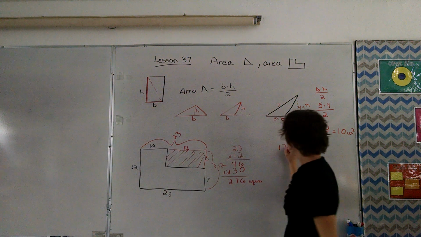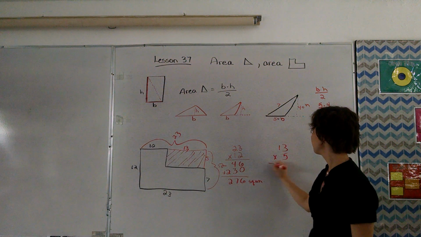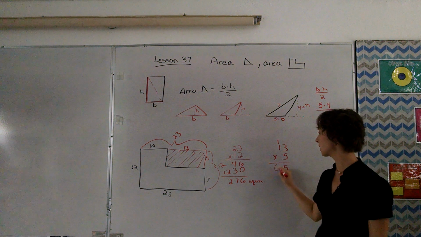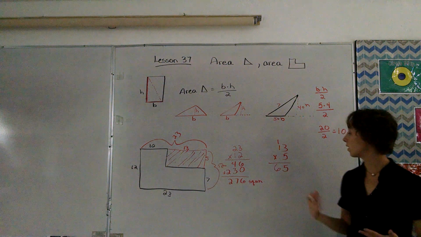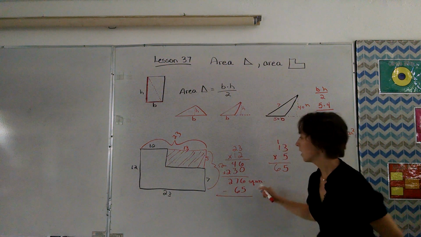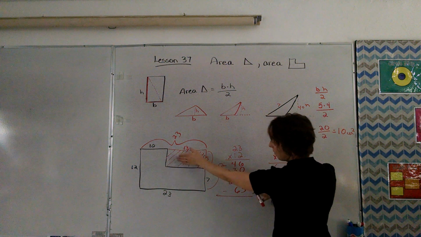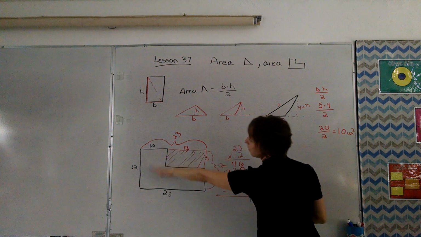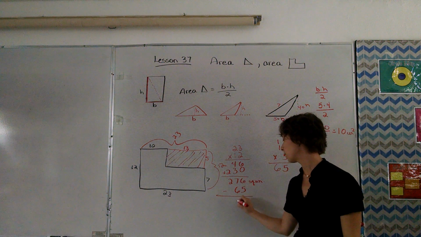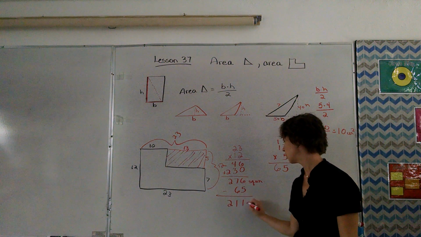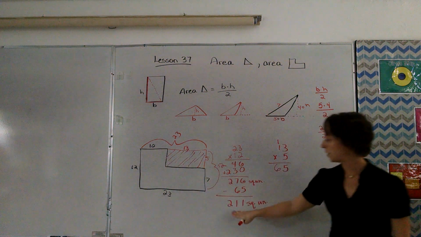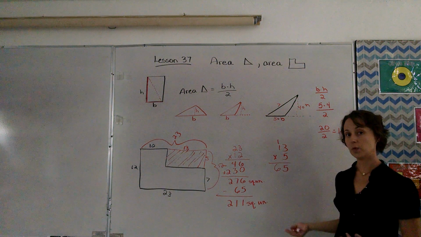Let's do that. 13 times 5, 5 times 3 is 15, 5 times 1 is 5, this one is 6. The area of the smaller rectangle would be 65. Now let's subtract. The area of the whole thing minus the area of the smaller rectangle will give me the area of the L left over. 6 minus 5 is 1, 7 minus 6 is 1, 2. So the area of the L would be 211 square units.